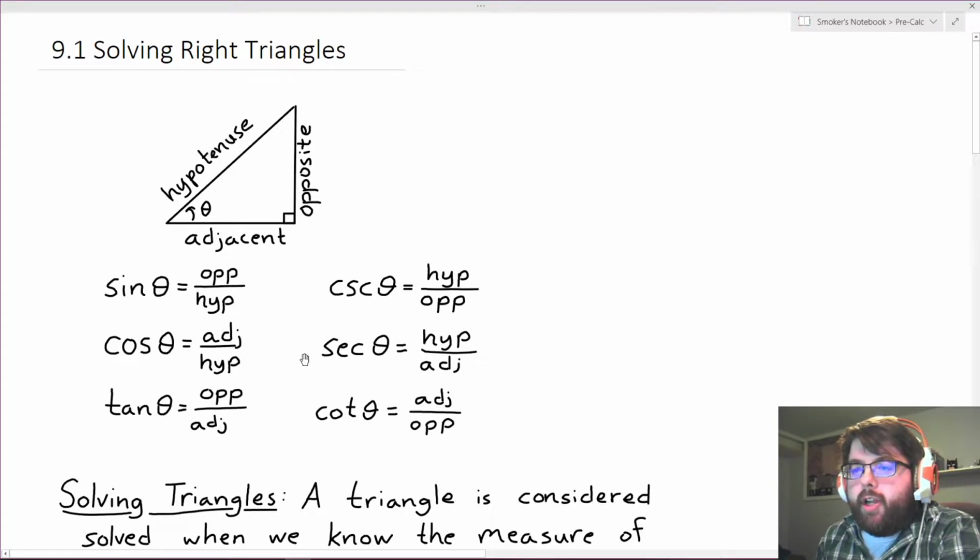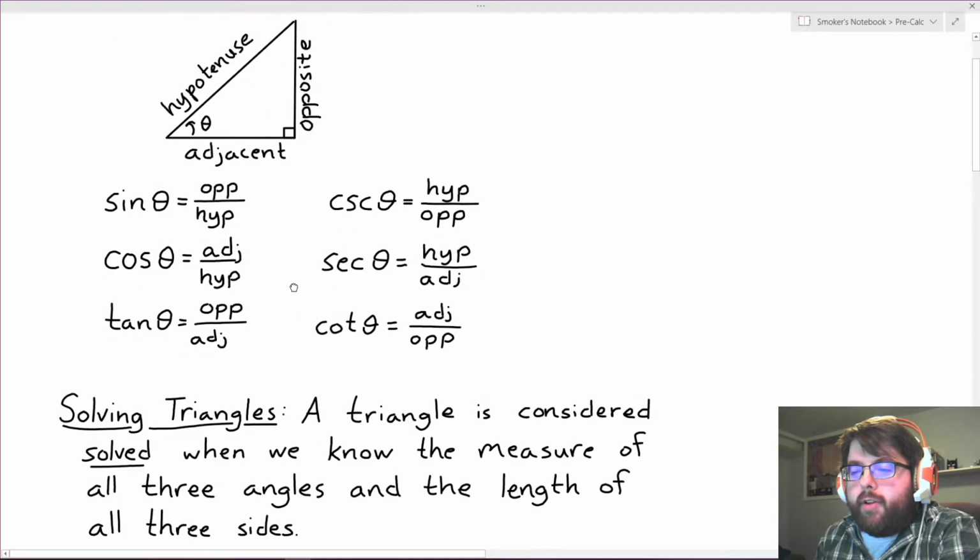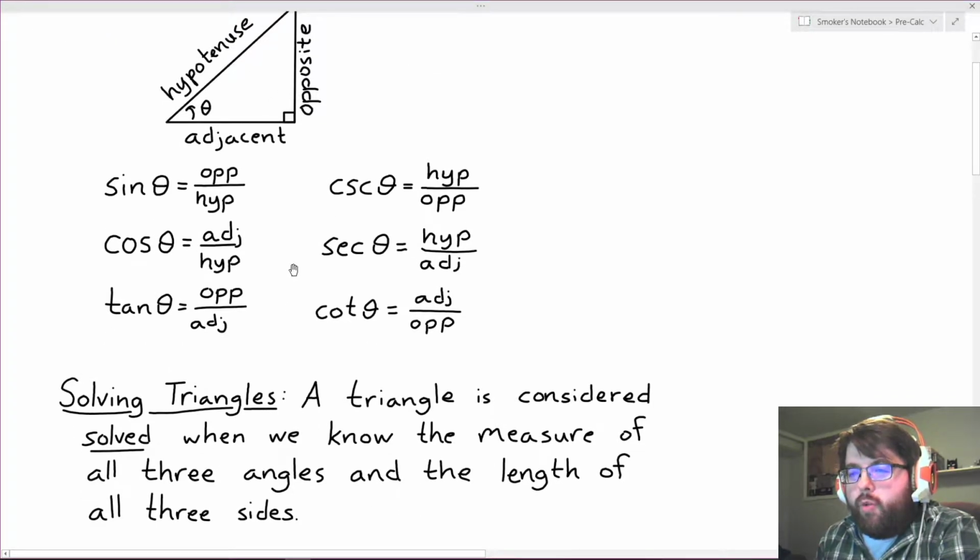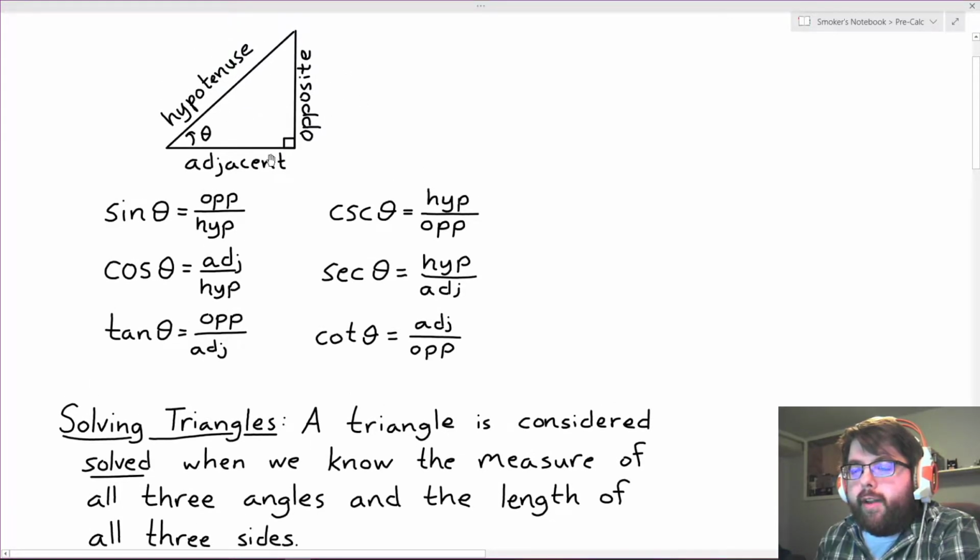So what is solving the right triangles? Well, a triangle is considered solved when we know all three side lengths and all three angle measures. So we know 6 pieces of information. Obviously, we would need to be given some of those 6 pieces to find the other parts. And if we're solving a right triangle, then one that's given will always be the right angle. We will always know one angle is 90 degrees.